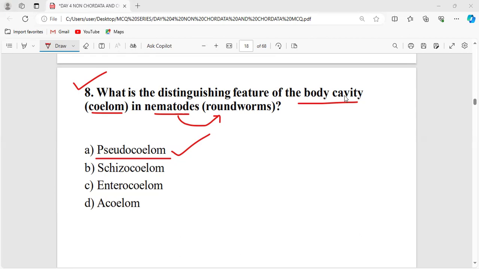Very good. And what is the body cavity for annelids? Segmented worms. Schizocoelomate. Very good. And echinodermata has which type of coelomate? They have a true body cavity. Very good. That will be the enterocoelomate animal. Good.